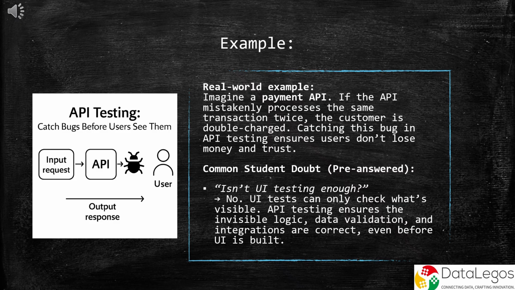Imagine a payment API. If a bug causes the API to process the same transaction twice, the customer would be double charged. Catching this bug during API testing ensures that users don't lose money and that their trust is maintained.